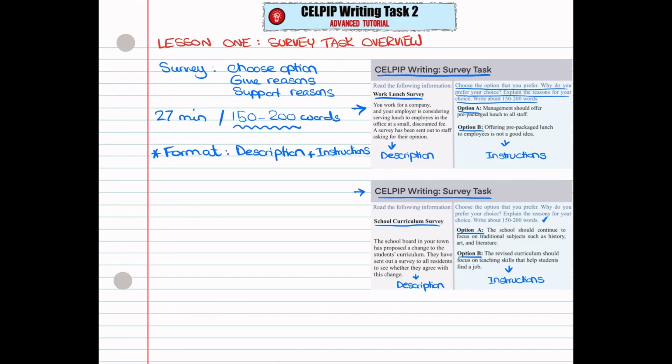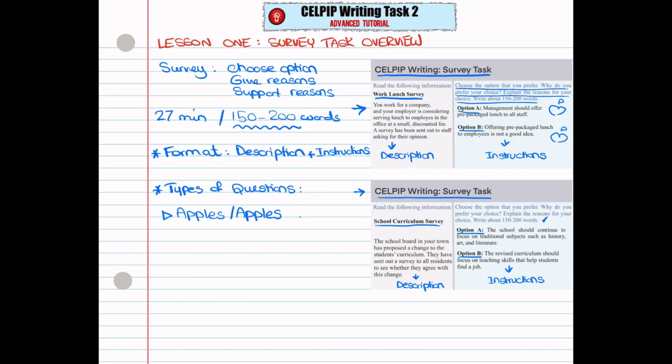This brings us to an important distinction between two types of questions in CELPIP Writing Task 2, apples and apples and oranges topics. In apples and apples topics, the two provided options are basically the two sides of the same coin. Should we offer prepackaged lunches or shouldn't we? So supporting one side means the complete rejection of the other.